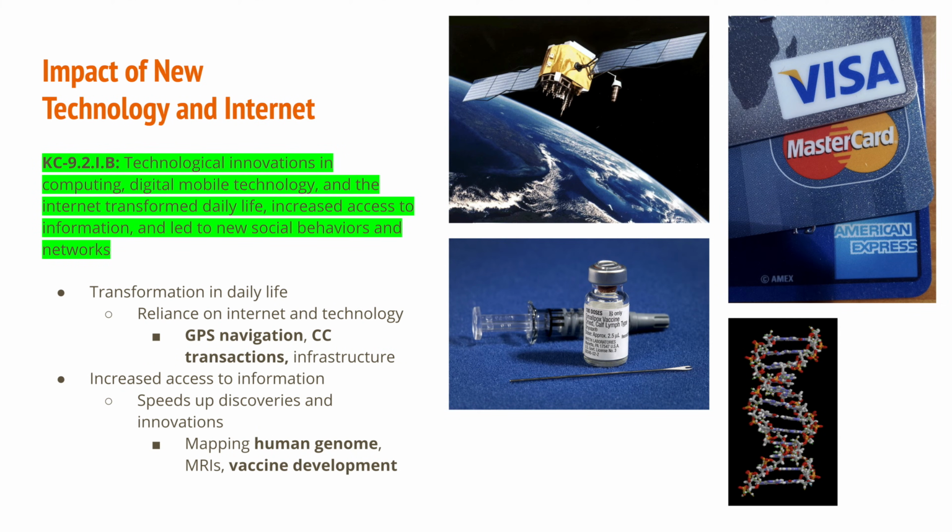All right, so technological innovations in computing, digital, mobile technology, and the internet transformed daily life and increased access to information and led to new social behaviors and networks. So as far as transformation in daily life, we have become reliant on the internet and technology. You are currently watching this on a website that is fueled by the internet. GPS navigation also becomes widespread in the United States. Now people can use GPS navigation to find a new route to wherever they're going. It can track someone's run. It can tell where people are, where loved ones are if they're lost.